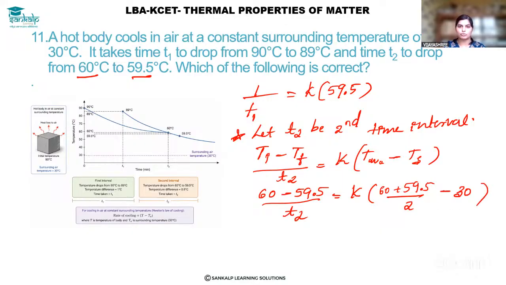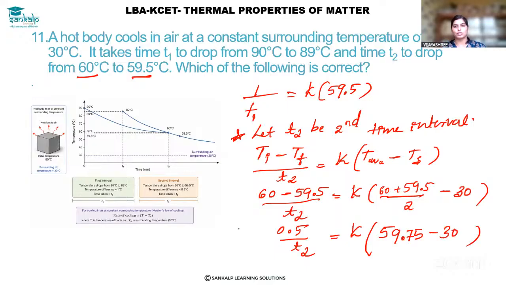So 60 minus 59.5 is 0.5. 0.5 divided by T2 is equal to K into, 60 plus 59.5 divided by 2, that is the second T average, what did we get? 59.75, right? Which is equal to 59.75 minus 30. So I will simplify this. Note down this.